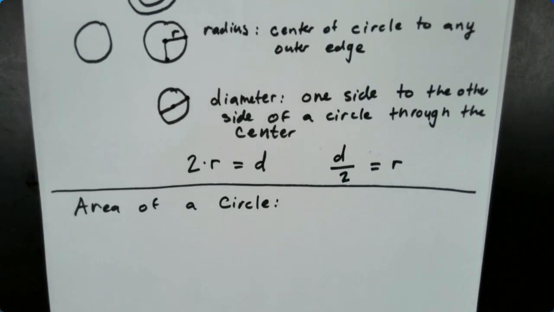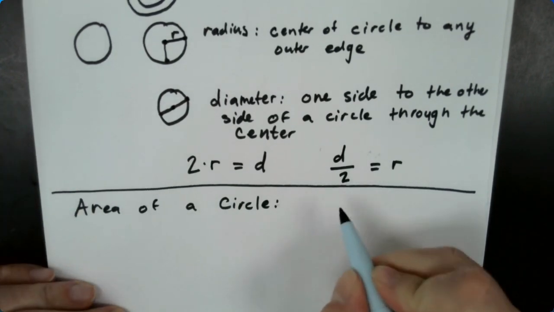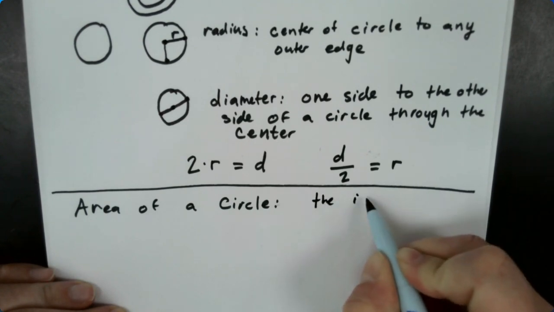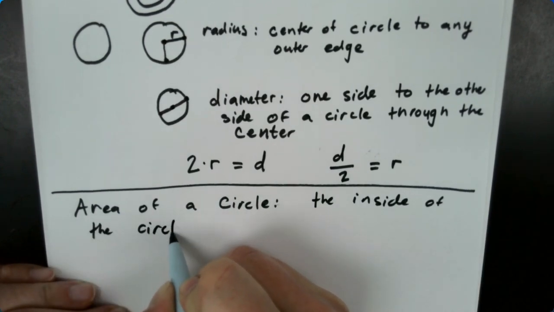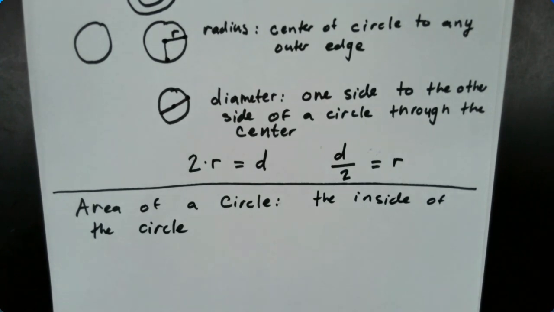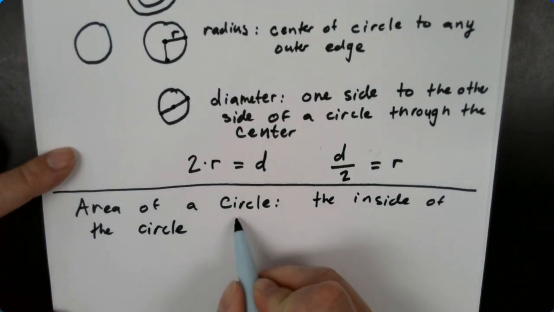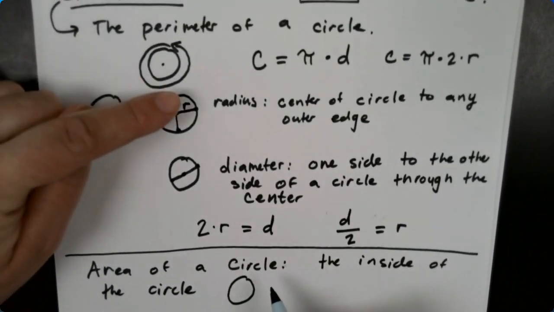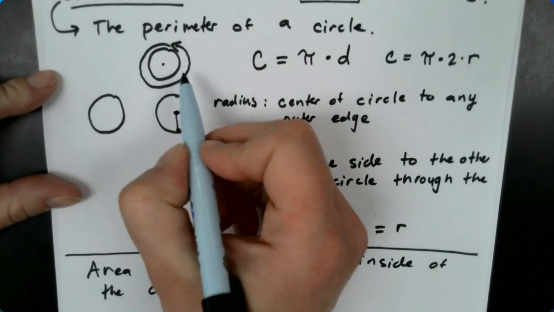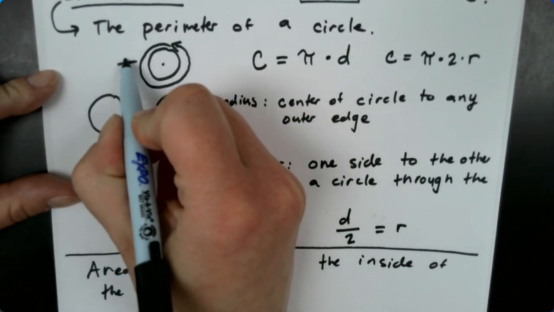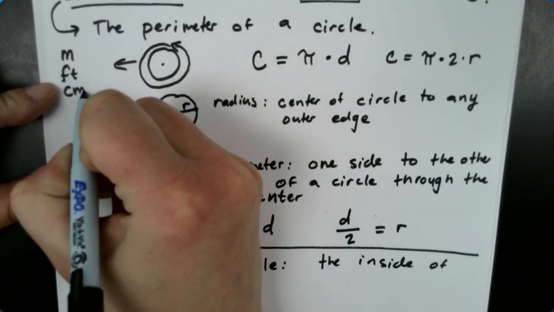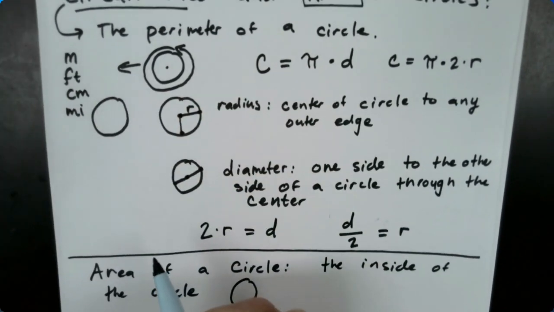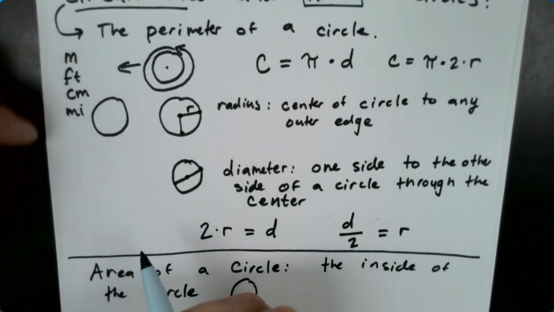When we talk about area, what are we talking about? Okay, good. The inside of the circle. So if I drew that, remember the perimeter was we walked around the outside. If we measure the perimeter, this could be meters or feet or centimeters or miles, depending on what unit we're using. But we only get one.